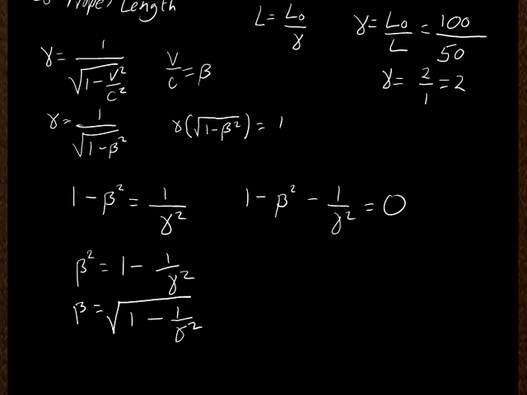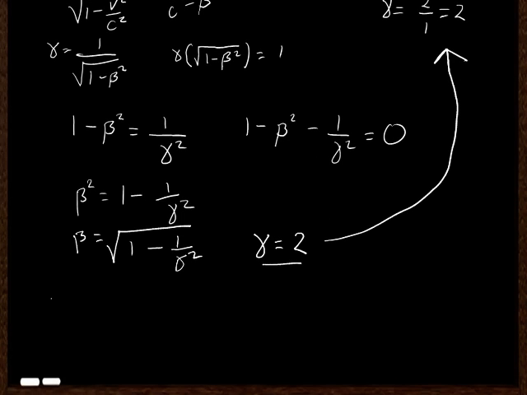At this point we know what gamma is. This is a nice point to put that in. Gamma's 2, remember that from all the way up here. So I'm going to put 2 into that equation. So beta equals the square root of 1 minus 1 over 4. So the square root of 3/4 is effectively what we're after. And that is equal to 0.866.